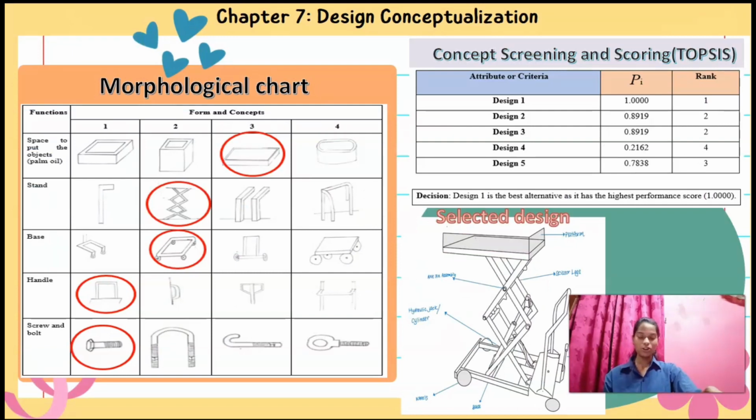In order to select the best design, we have used a morphological chart, and then we also used concept screening and scoring, which is TOPSIS. So here are the ranks for all the designs, and we have made the decision that design 1 is the best alternative, which has the highest performance score. So this is the picture of the selected design.